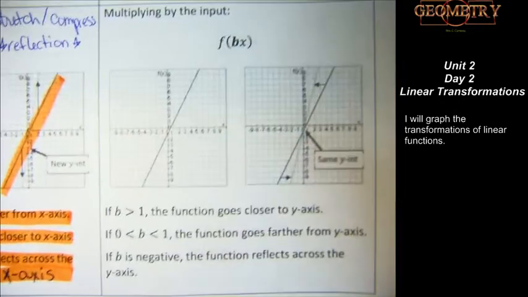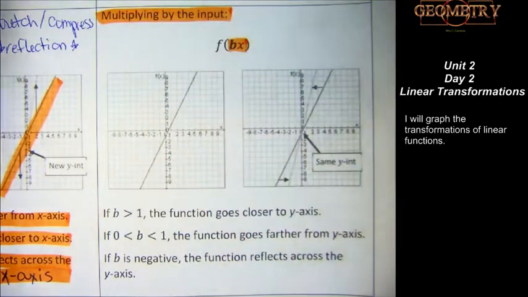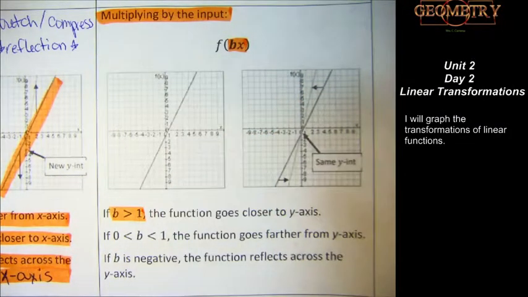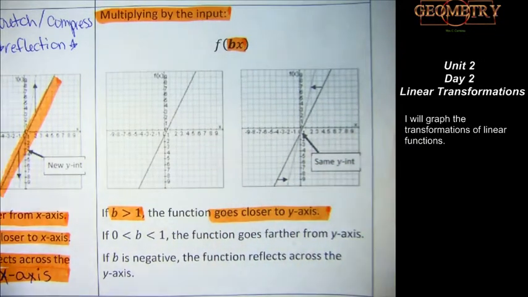What happens if we multiply by the input? Notice now that the multiplication is happening again inside. If it's bigger than 1, we're going to be getting closer to the y-axis. We're getting thinner. It's stretching this way, like getting compressed in toward the y-axis, getting to be a straighter and straighter line. It's going on a diet, okay, when you're multiplying by a big number.